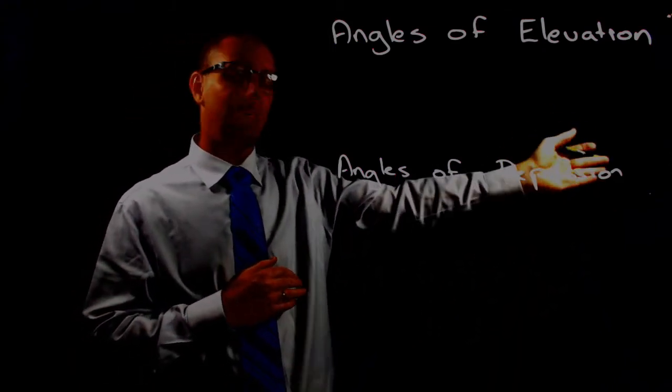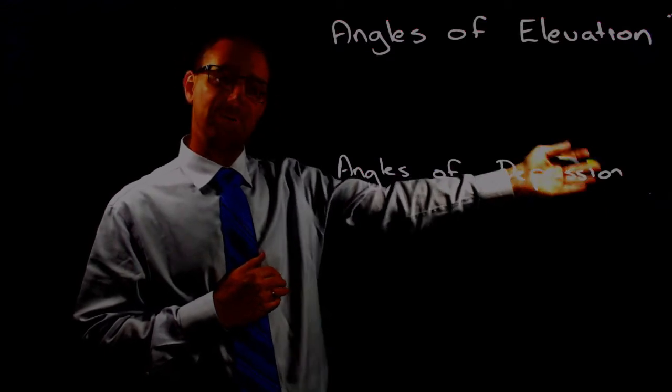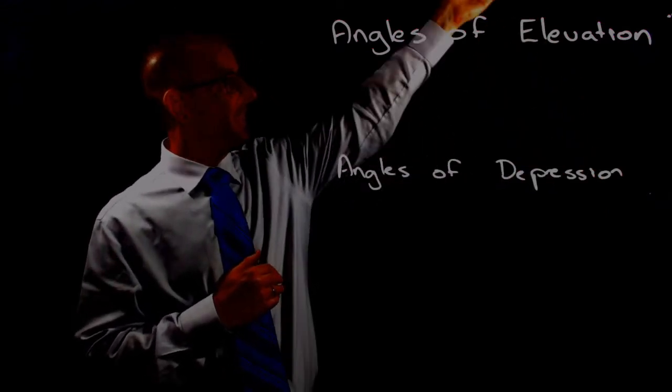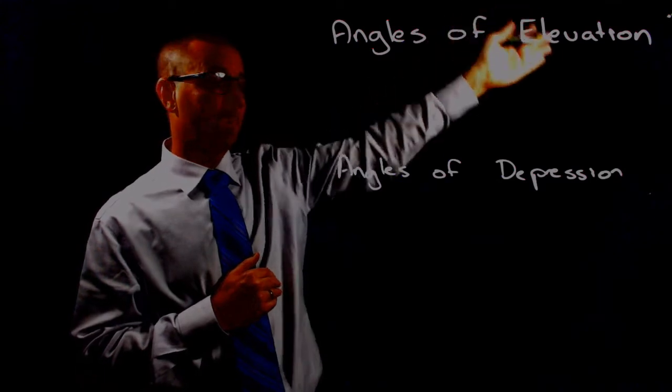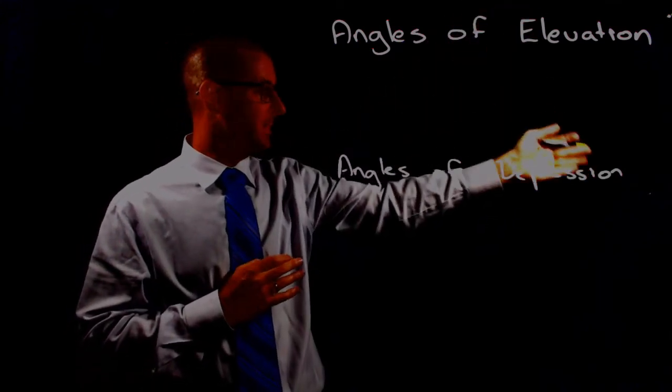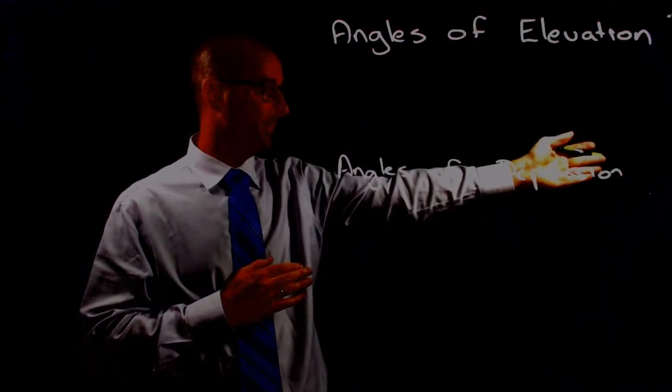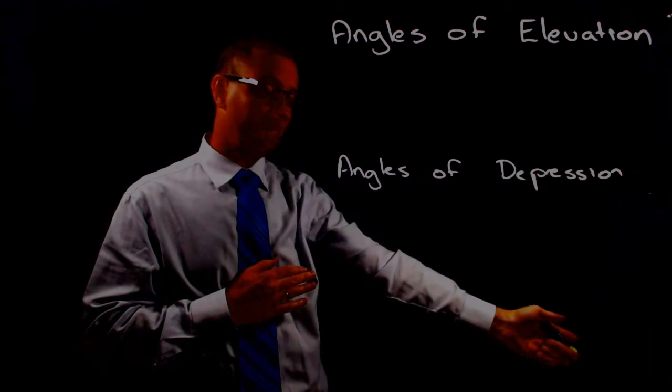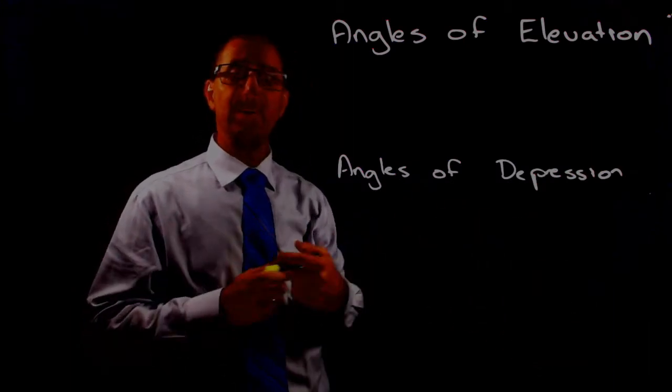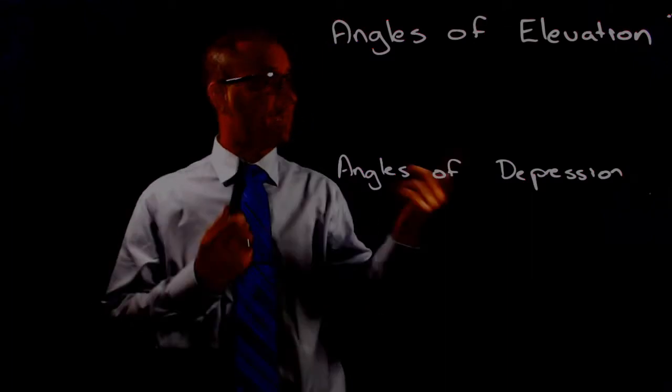So when you're doing an angle of elevation, you need to take into account the horizontal and then see how high you're looking up at something. When you're looking at the angle of depression, you need to take into account the horizontal and see what angle you're looking down at something. So these can be used in trigonometric problems. So let's give an example.